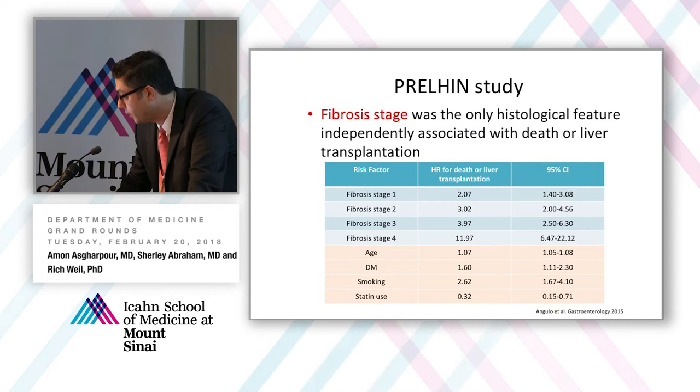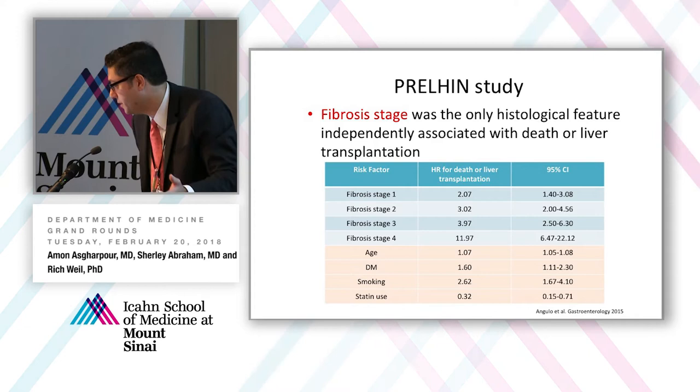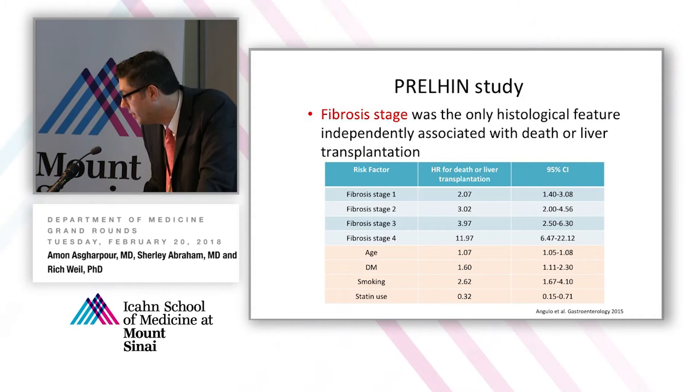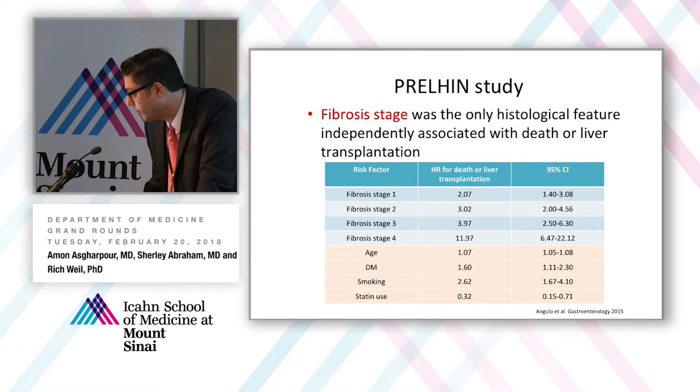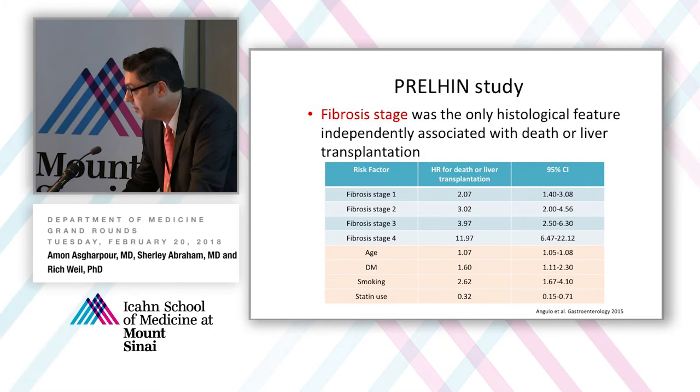I talked about a bunch of different histological features. The only one that pans out when it comes to death or liver transplant is fibrosis. With increasing stage of fibrosis, there are increased hazard ratios. Age also played out, so did diabetes and smoking, and statins actually had a protective role. So I will routinely put patients with NASH on statins, even though their liver enzymes are mildly elevated, because of this reason. I'm a hepatologist, but I calculate AHA risk factors to see if we need primary prophylaxis for our patients as well.